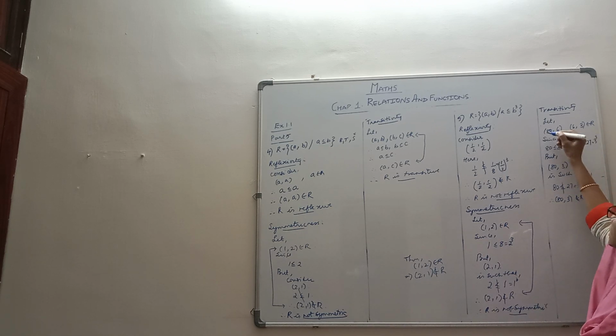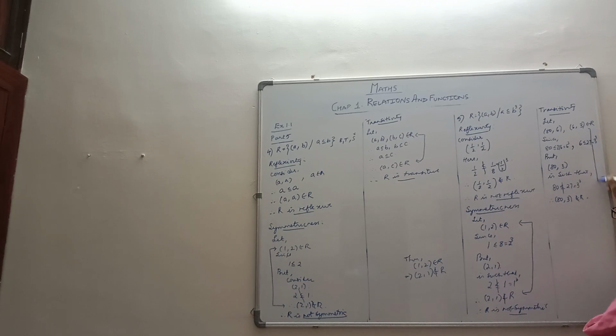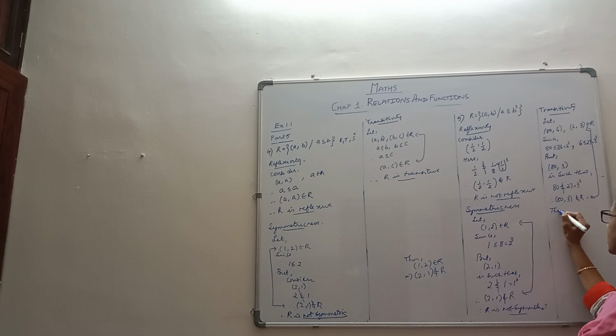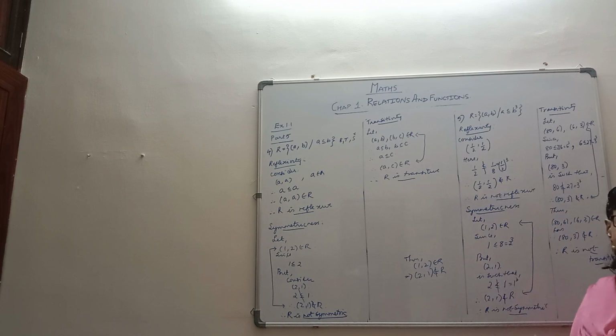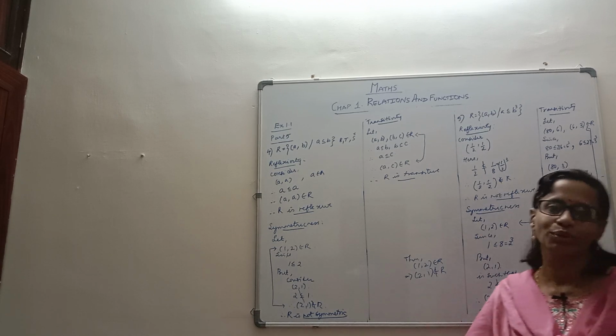So starting with these elements which are belonging to R, you have this element which is not belonging to R. As I said in the earlier case, you have to have steps like this. Thus (80, 6) and (6, 3) belonging to R implies (80, 3) not belonging to R. Therefore R is not transitive. So all three properties are not getting obeyed here. That's what we wanted to tell.